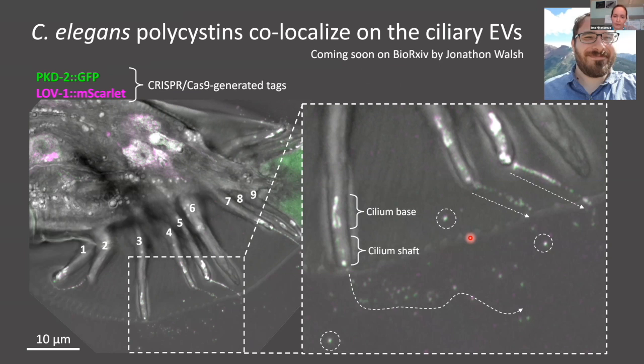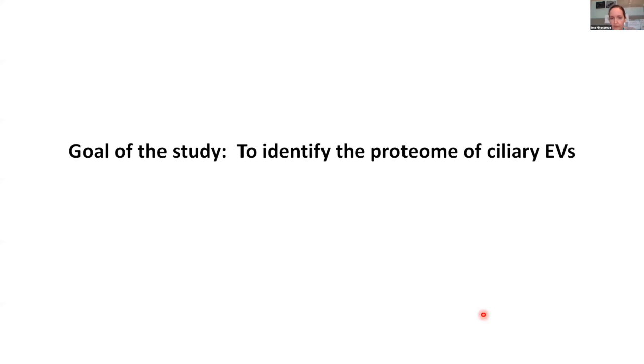Because we have such an incredible model, we can analyze this conserved polycystin pathway using genetic methods available in C. elegans. The goal of my project was first, because we know that PC1 and PC2 are on the same EVs, and they are conserved, they probably have other conserved components that we don't know about. So the goal was to identify the proteome of ciliary EVs.